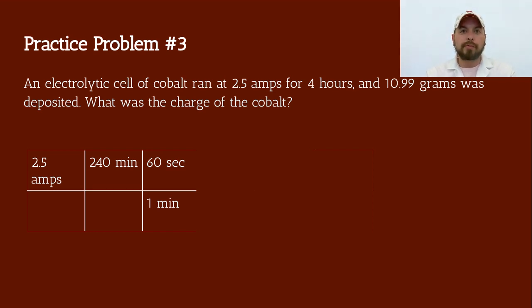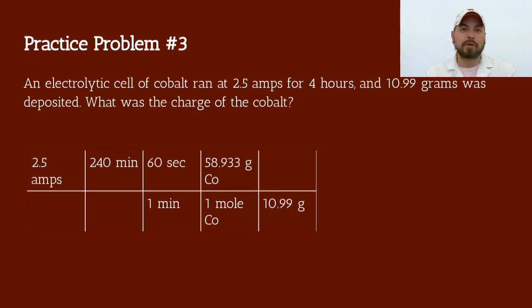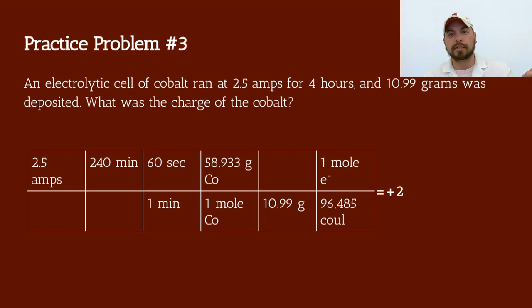What I'm now going to be able to do is multiply by the molar mass of cobalt, 58.933 grams of cobalt per every mole of cobalt. I know I deposited 10.99 grams of cobalt, so I'm going to divide by that. And then I need moles of electrons. All right, that's going to be at the top. So I'm going to divide by 96,485 coulombs per mole of electrons. I've canceled everything else out. And all I'm left with now is moles of electrons per every 1 mole of cobalt. Okay, that's our unit of charge. In this case, the charge is +2 because I've multiplied across the top, divided across the bottom, and I get a charge of +2.